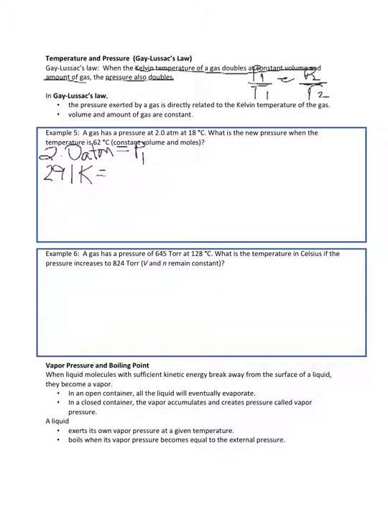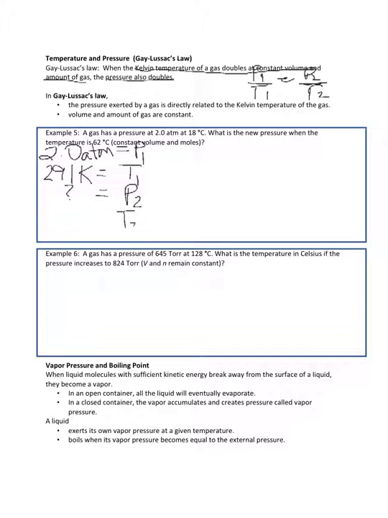Kelvin equals T1. Let me see here. What is the new pressure? So we're looking for a P2 when the temperature is 62 degrees. So we've increased the temperature. 62 plus 273 is 335.